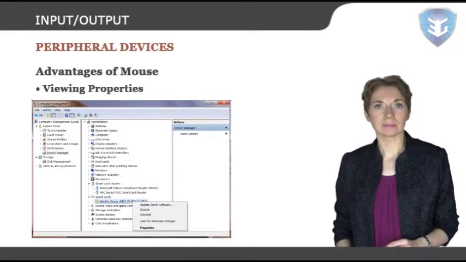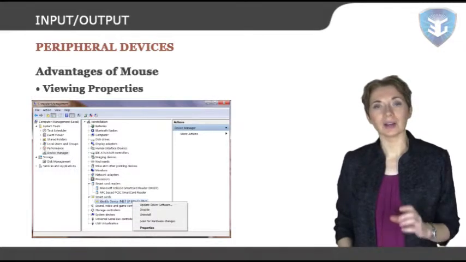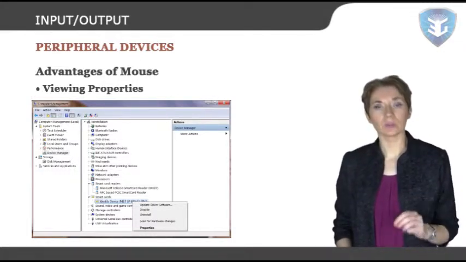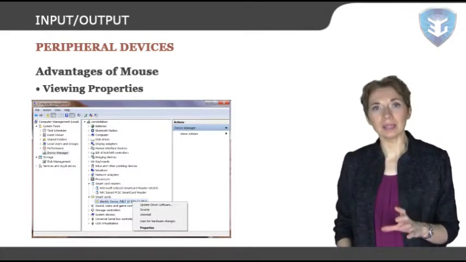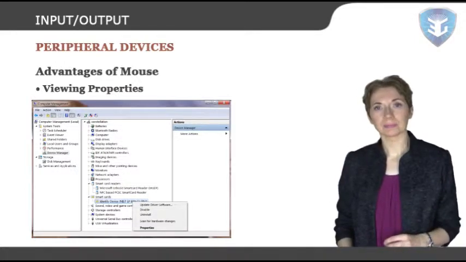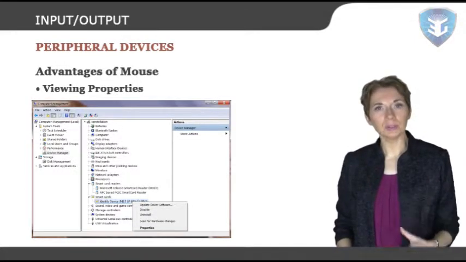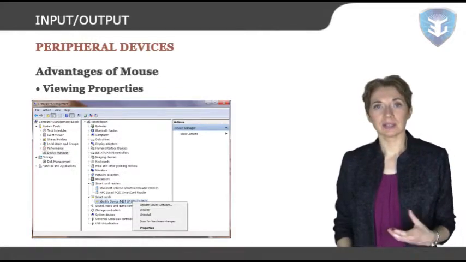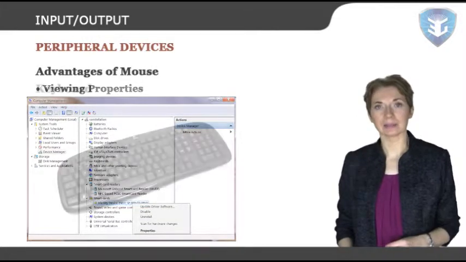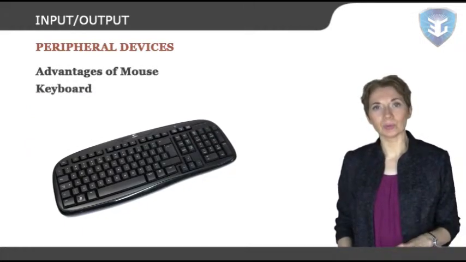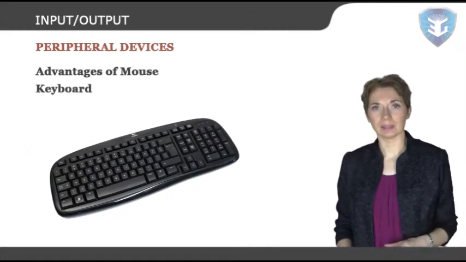Viewing properties. To view the properties of anything on the computer, select the object or text with the left mouse button, and then click with the right mouse button, right-click, to view the properties. If one views the properties of text, one will be given a menu with options such as cut, copy, and paste. Keyboard. As the name implies, a keyboard is basically a board of keys.